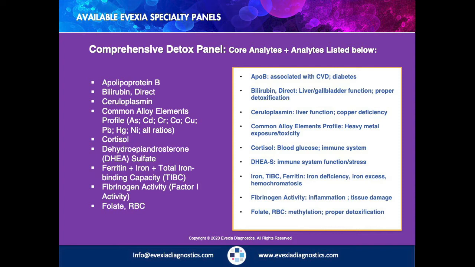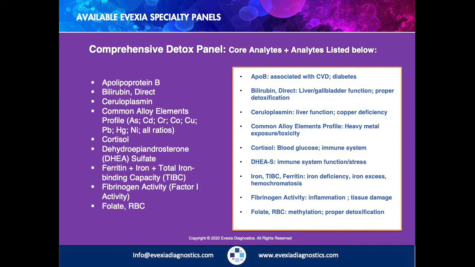Next is direct bilirubin. And as I said earlier, the comprehensive metabolic panel contains the analyte total bilirubin. Now, bilirubin is formed from the hemoglobin that is released after the breakdown of the RBCs. And an increase in total bilirubin typically means hepatobiliary dysfunction. Now, there are two main components of total bilirubin, which are direct bilirubin and indirect bilirubin. And an increase in direct bilirubin typically indicates gallstones, extrahepatic duct obstruction, or cholestasis.